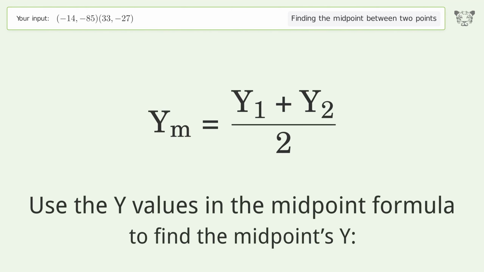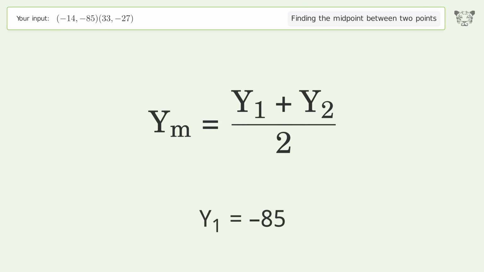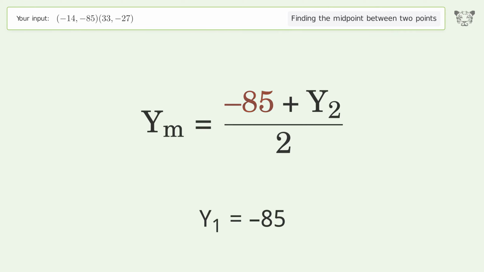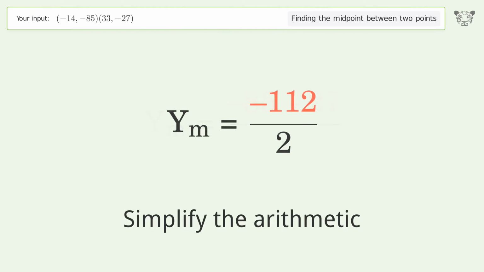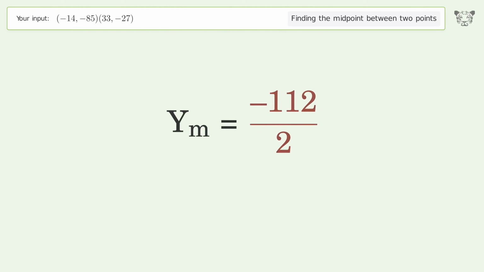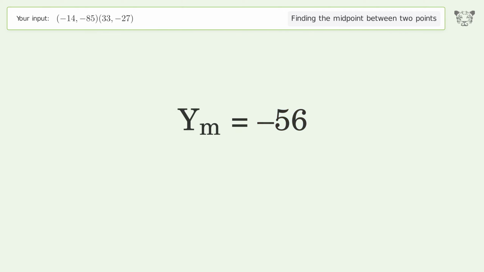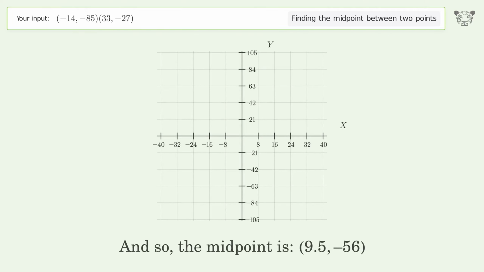Use the y values in the midpoint formula to find the midpoint's y. y1 equals -85. y2 equals -27. Simplify the arithmetic. And so, the midpoint is 9.5, -56.